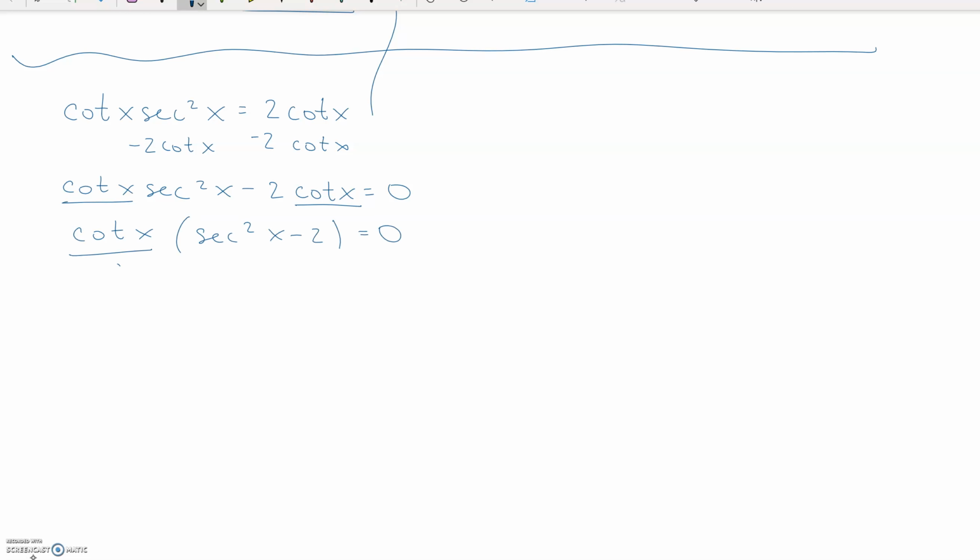So now I can set this guy equal to 0, I can set this guy equal to 0, and that'll give me cotangent x equals 0, and secant squared x minus 2 equals 0.